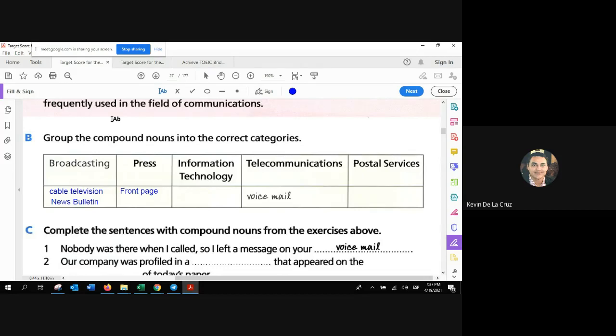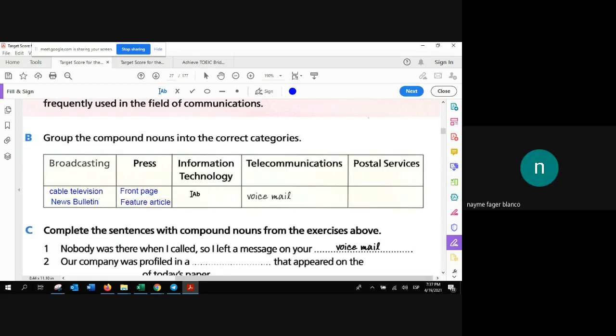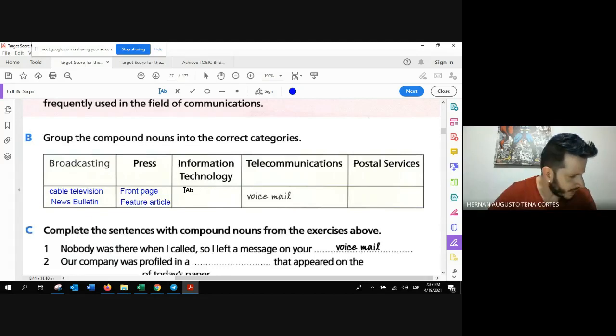Feature article. Yes, sir. Feature article, definitely for press. Okay, how about information technology? Computer screen. For sure, computer screen, definitely.